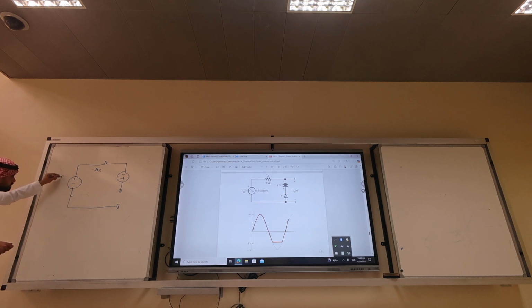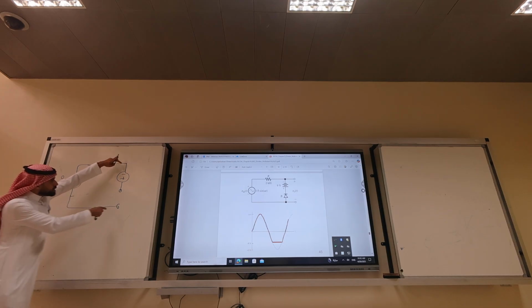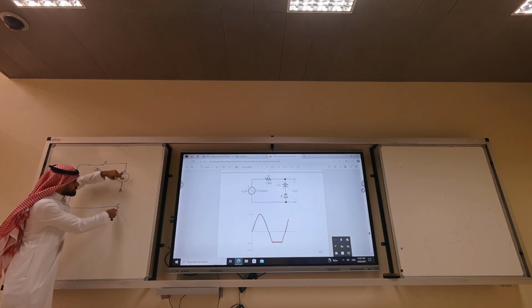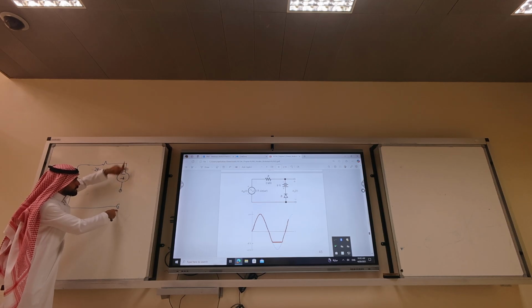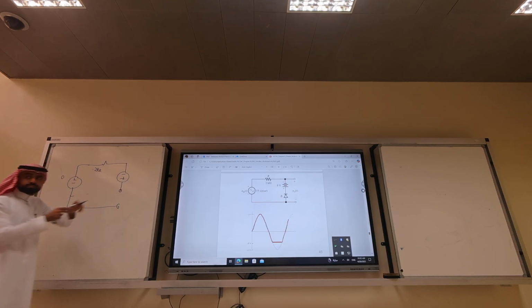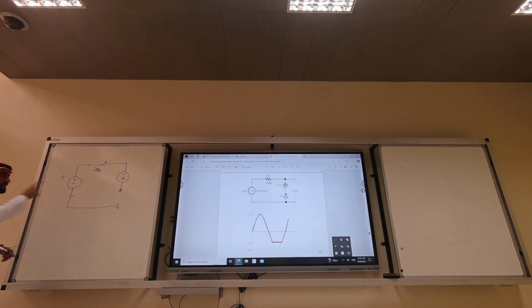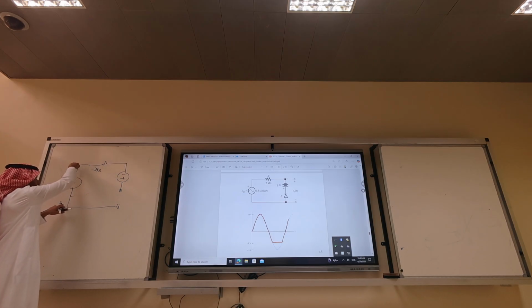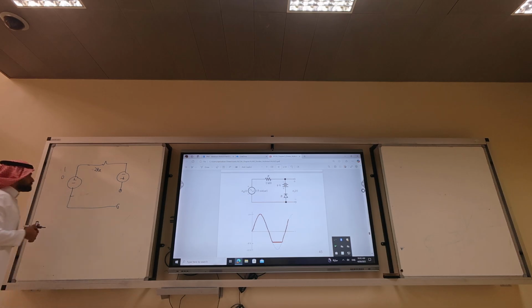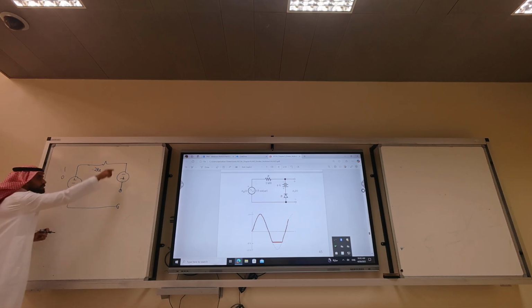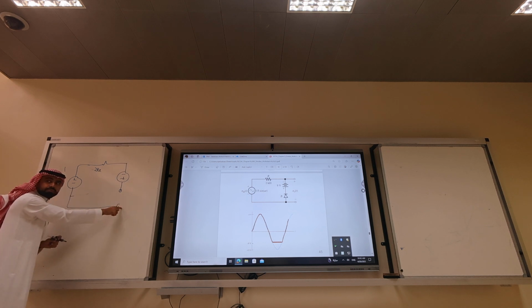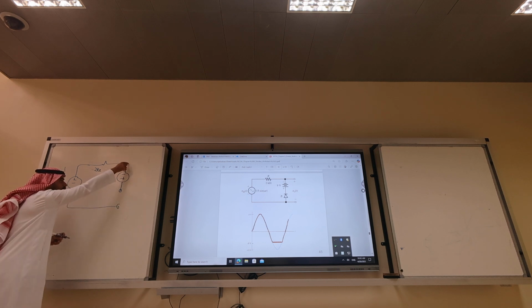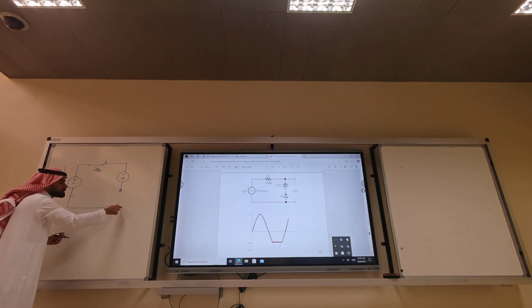If the input is 0, it means the voltage here is 0. It means the voltage at the cathode is 9 volts higher than the 0, and the anode is 0. So the diode will be off, open circuit. If the diode is open circuit, no current flows, so V input equals V output. What will happen if it's 1 volt? If it's 1 volt, this will be 1 volt higher than this one.